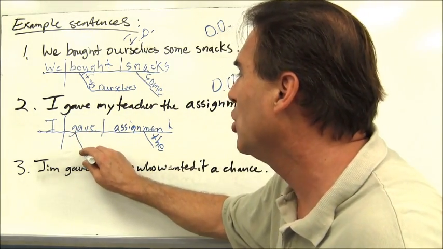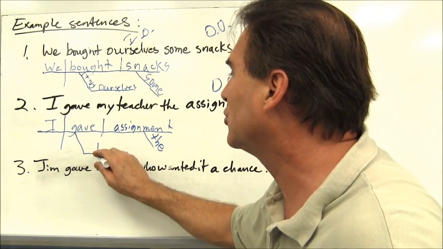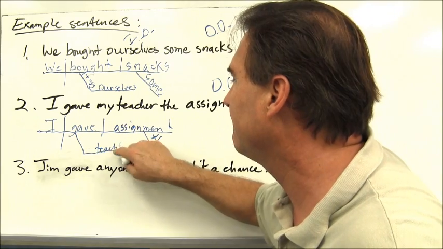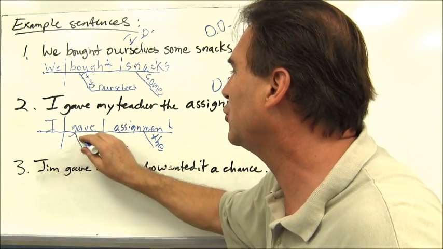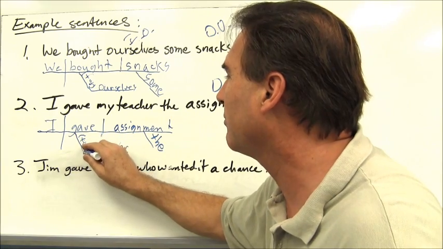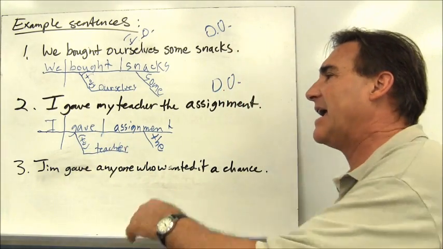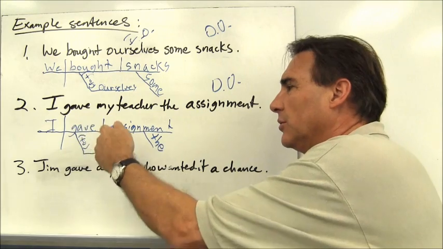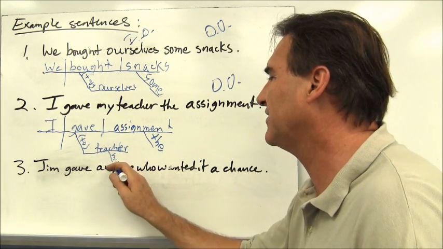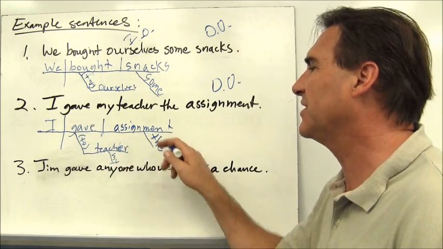Again, a prep phrase. We gave what? To the teacher, but the to, whoops, that's an E. But the to is unstated. So I'm putting it inside of parentheses. I gave my teacher, and again I got to put my on that. It's a modifier of teacher. I gave my teacher the assignment.